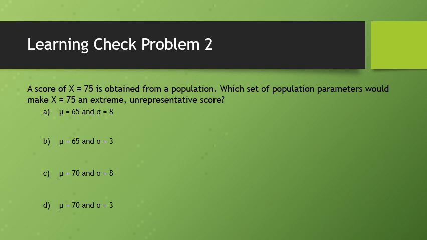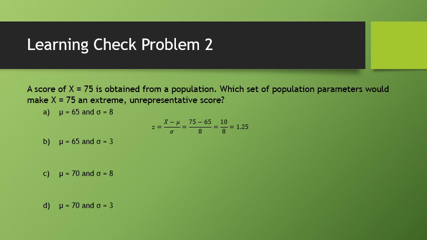Learning check problem 2. Go ahead and pause the video, see if you can work the problem. A score of 75 is obtained from a population. Which set of population parameters would make x equals 75 an extreme, unrepresentative score? Keep in mind that an extreme score would give you a z-score greater than 2 or less than negative 2. So if we found a z-score for part A, we would end up with 1.25.